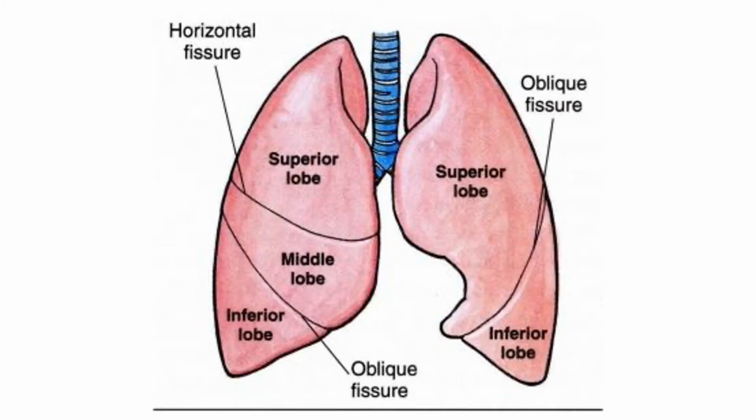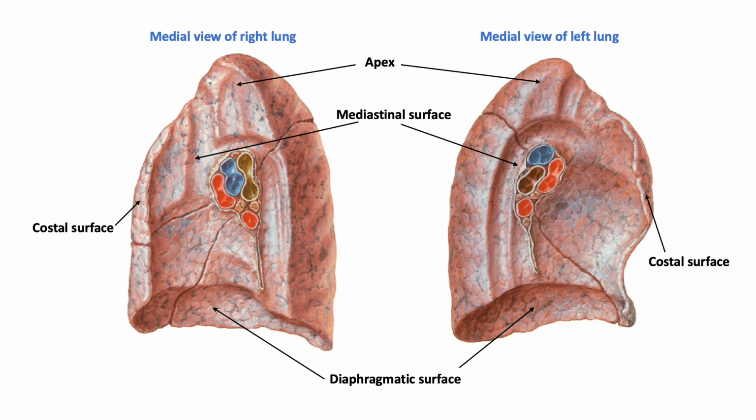The lungs are the major organs of respiration and are divided into lobes by horizontal and oblique fissures, the right having 3 lobes and the left just 2 lobes. Each lung has a blunt superior end called the apex that is covered by cervical pleura.